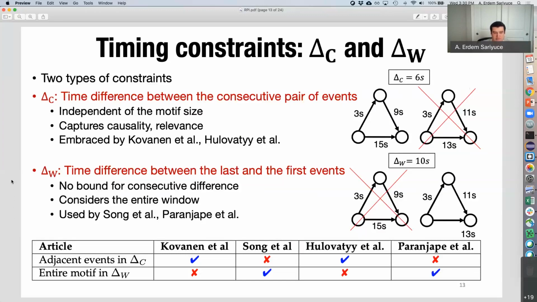The other approach is the delta W, where time difference is defined as the difference between the last and the first events. So you are looking for a more holistic view. You don't care about the exact consecutive differences, but look at the entire thing. And again, if you assume that the delta W is equal to 10 seconds, the one on the left is not small enough for this. It's like 12 seconds, and it doesn't work. And two of the models embrace delta C, and the two others embrace delta W, and there was no clear reason for that at all.